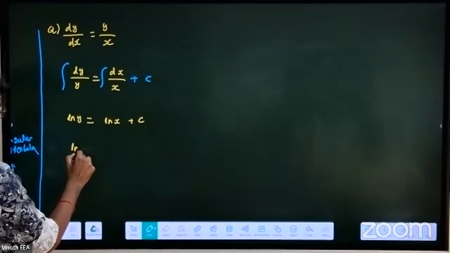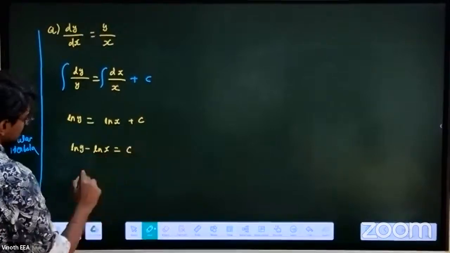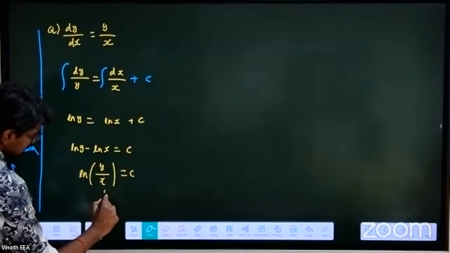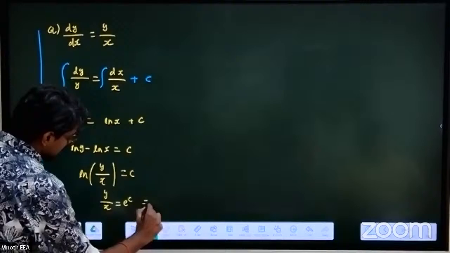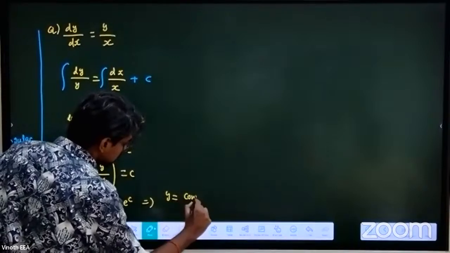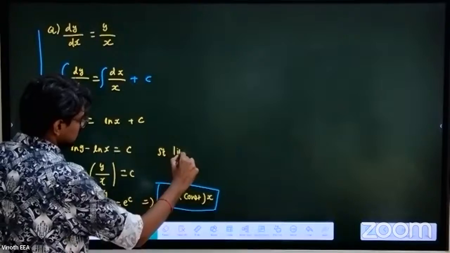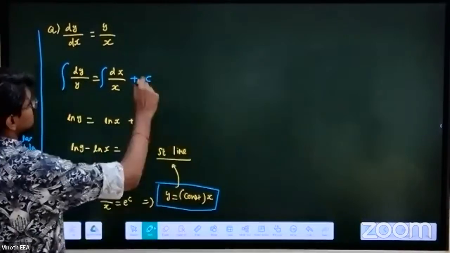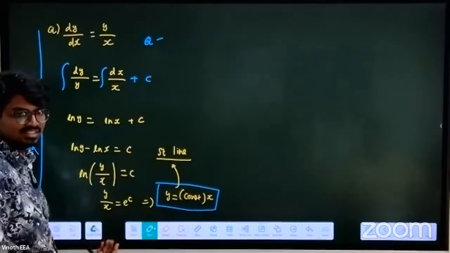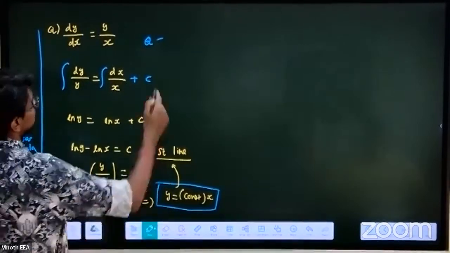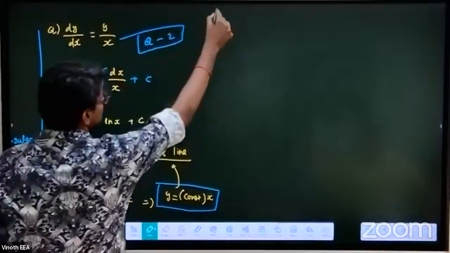Bring this side. So ln y minus ln x equal to c, which is ln of y by x equal to c. Apply exponential on both sides. So y by x equal to e power c, which is again a constant. So y is equal to constant into x. What is this? Yes, it's a straight line. Y is equal to mx, straight line. So Q is 2. Proceed with R.